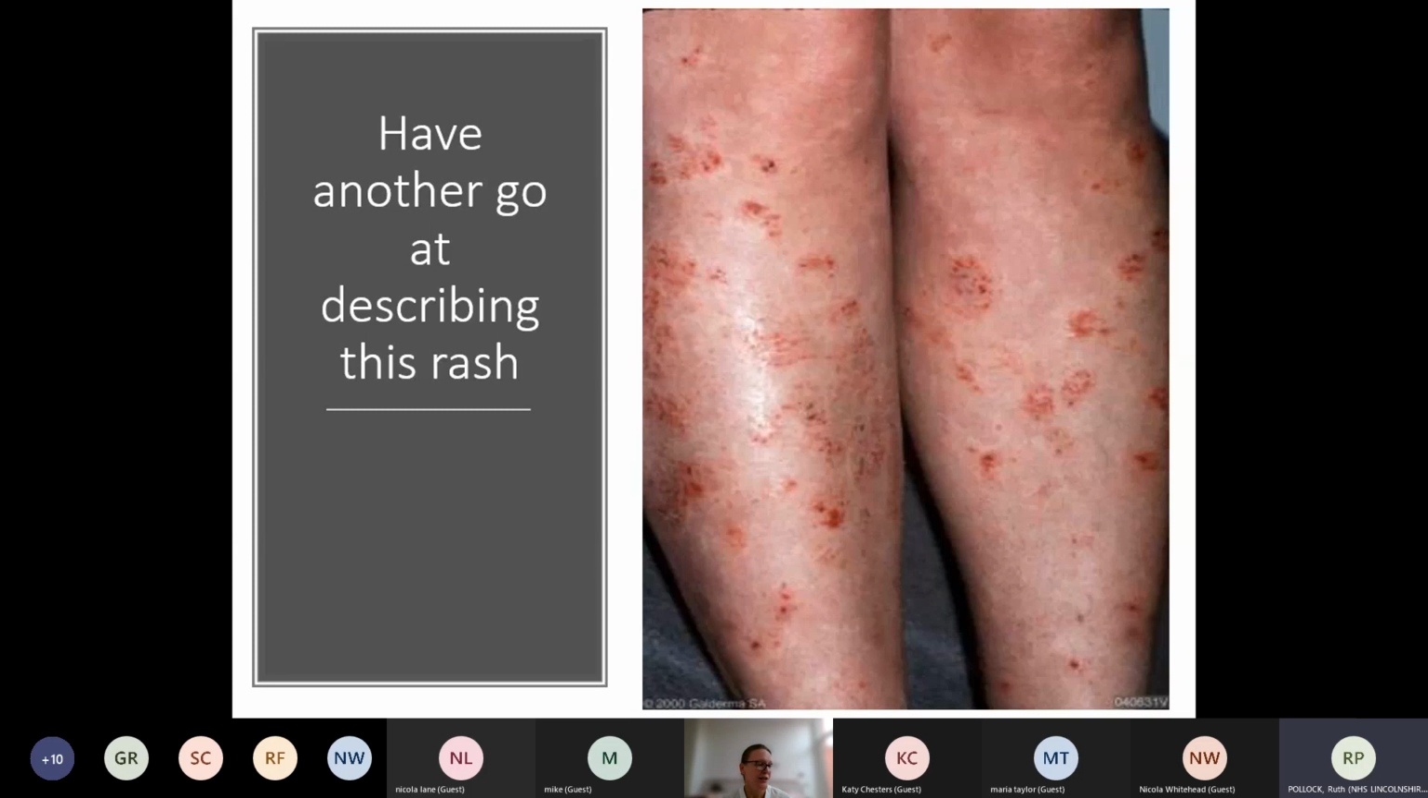Yeah, perfect. No one's done the easy one of this, which part of the body we're looking at. Lower legs. Yeah. And possibly purpuric, as in purpley. Yeah, there may be some of that actually in there as well. Symmetrical and multiple, says Gemma in the chat box. Yeah.